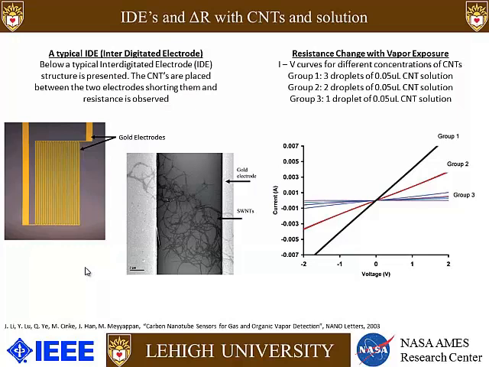The first group has three droplets of 0.05 microliters of carbon nanotube solution, and it's the most conductive one. The second group has two droplets, and the third one has one. They measured the third one too, even though it's not as responsive as the other ones.